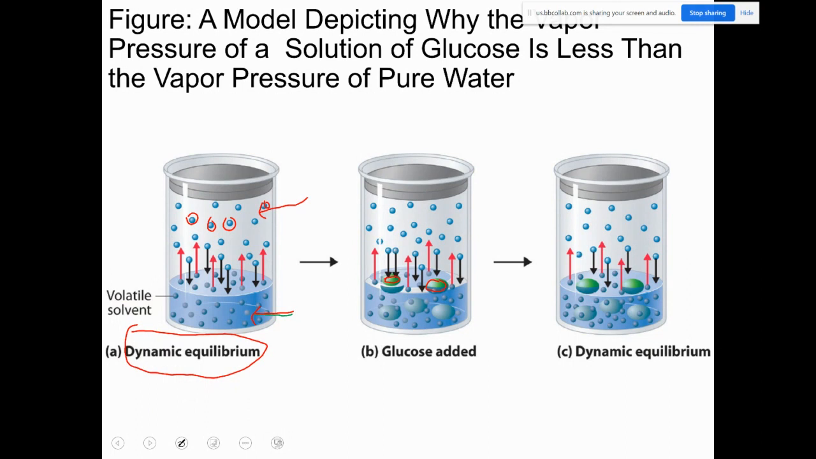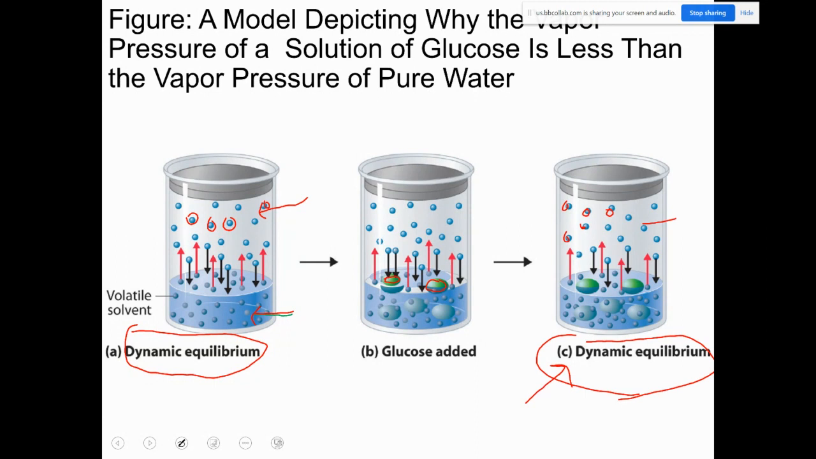Right, I add it, I stir it, and then I need to think about what happens in the dynamic equilibrium. Do you think the vapor pressure, right? Because remember, the way we are defining vapor pressure is how much pressure these vapors of the solvent are exerting on the wall of this container. Do you think the vapor pressure of the solution, if that helps you, is going to be more or less in figure C?